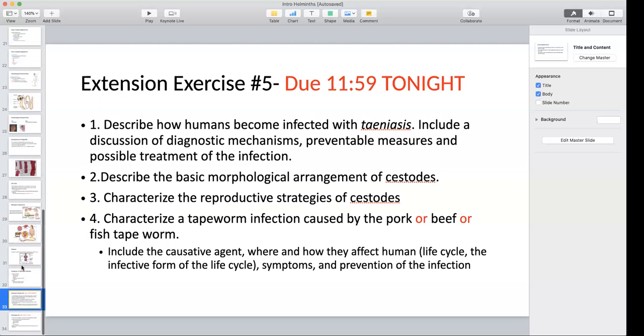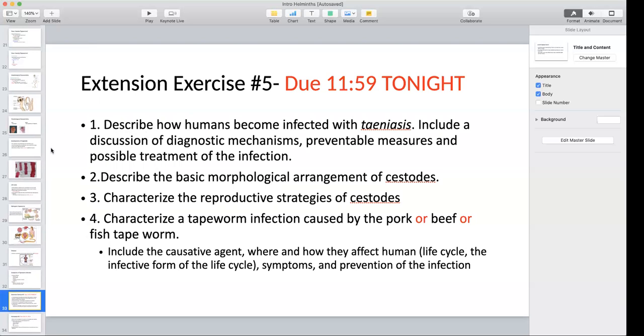All right, so I'll stop here. This is an extension exercise that will be due by midnight tonight. I gave you one earlier, and here's another one. Describe how humans become infected with teniasis. Include a discussion of diagnostic mechanisms, preventive measures, and possible treatments. You're also going to describe the basic morphological arrangement of these cestodes: the scolex, or head region, the strobila, and each of the segments, which are the proglottids.